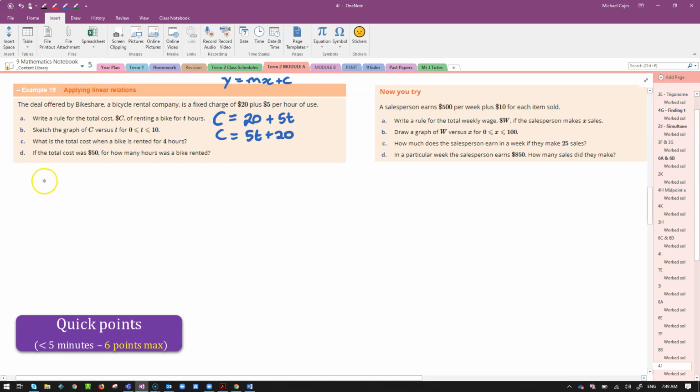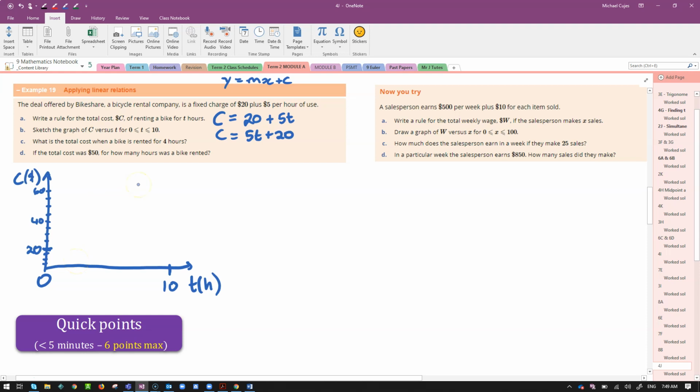Sketch the graph of that. Well, that won't be too difficult, will it? We're going to have 0 here up to 10. We have a y-intercept of 20. Going up by $5 increments there. There's my cost in dollars. Here's my time in hours. And they wanted us to go from 0 to 10. So we're able to do that here.